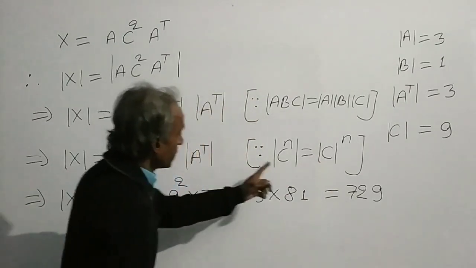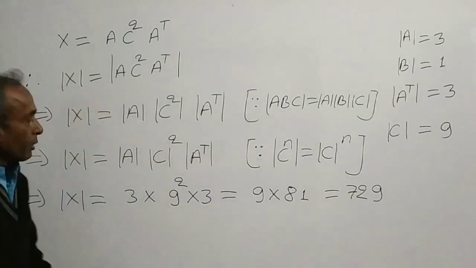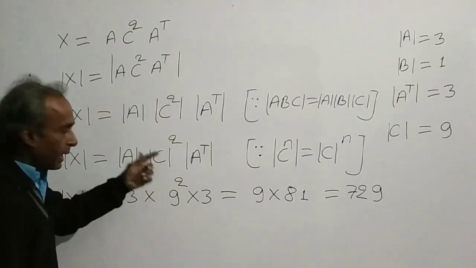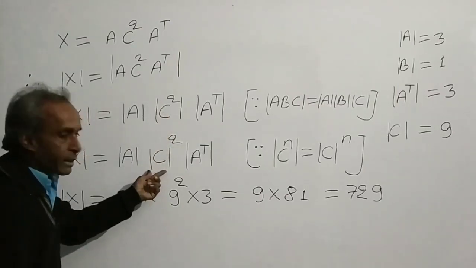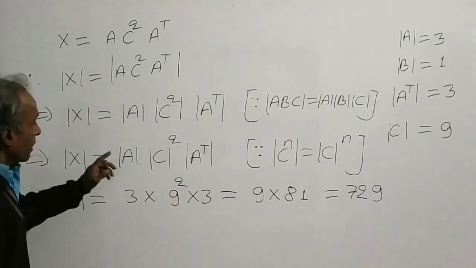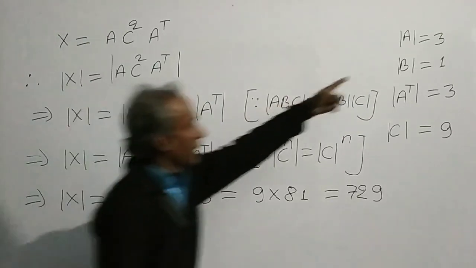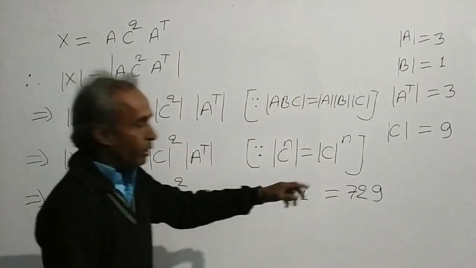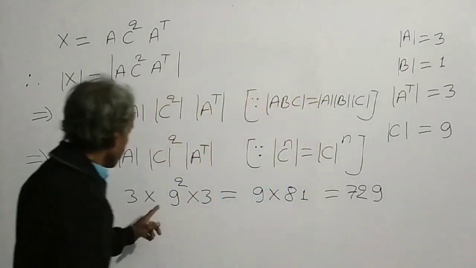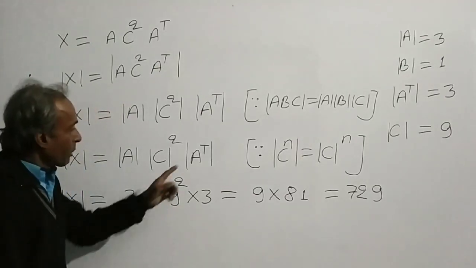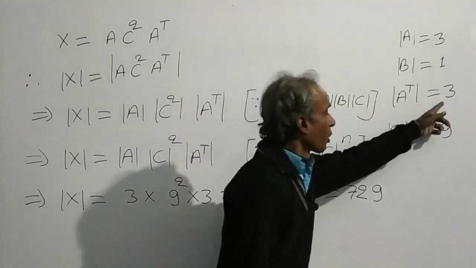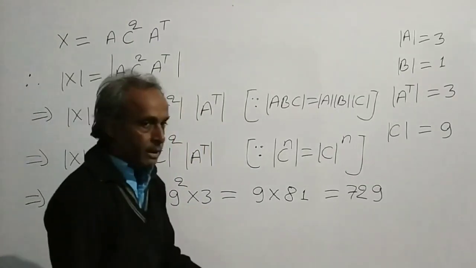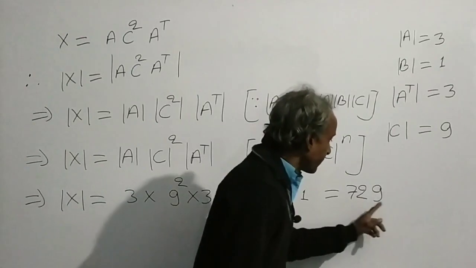By using this formula, we can write this determinant of C square as a square of determinant of C. Now value of determinant of A from here, value of determinant of C from here, and value of determinant of AT from here. After multiplication we get 729.